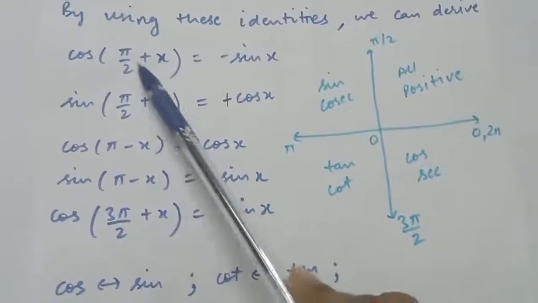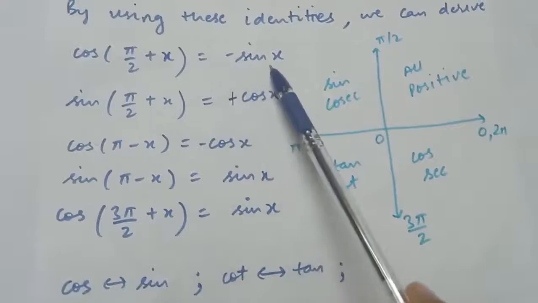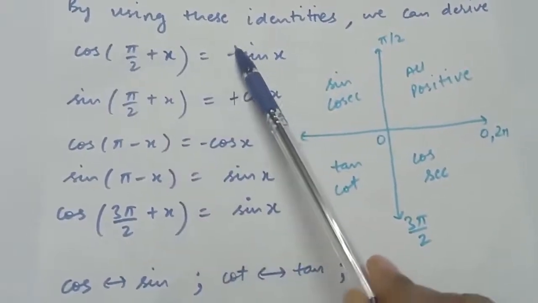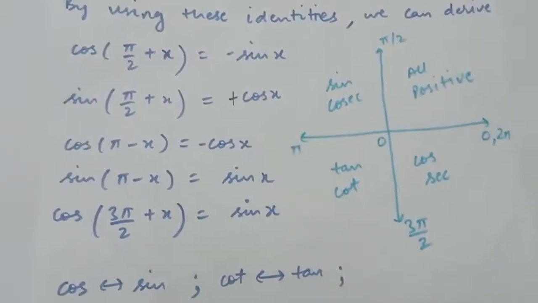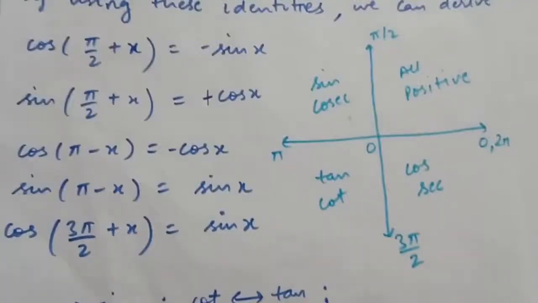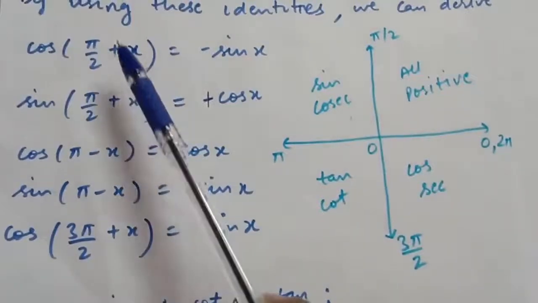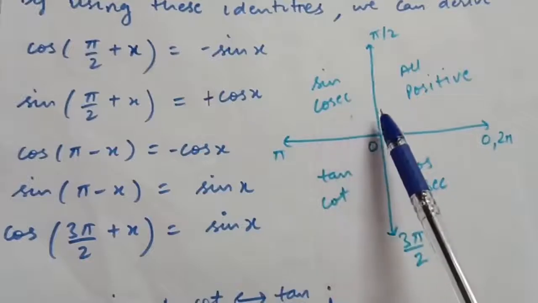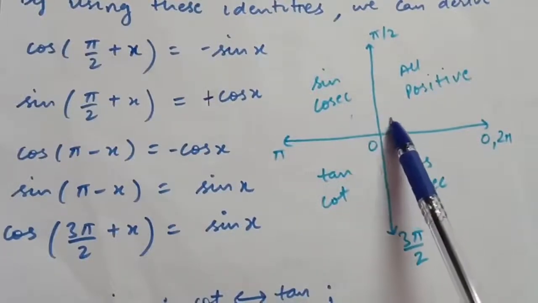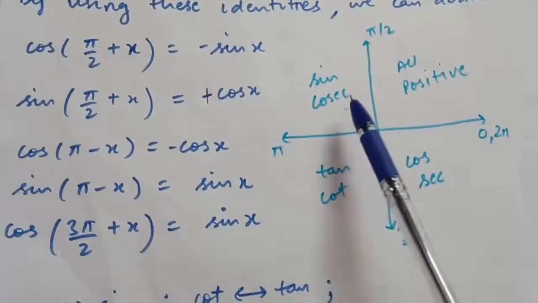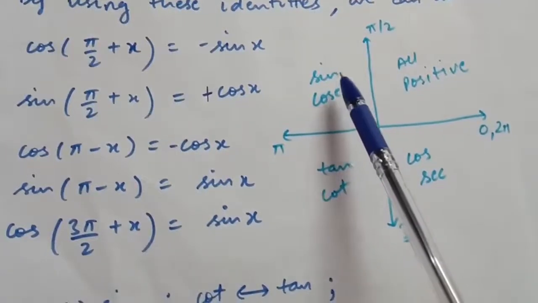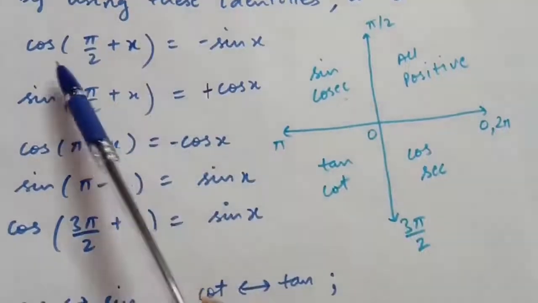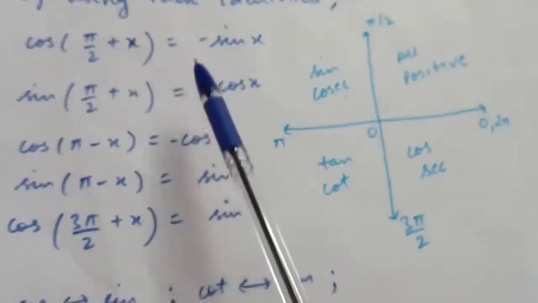Now at pi by 2, this becomes minus sin x. Now we know at pi by 2 cos will change into sin, but where did this minus sign come from? Now the angle is pi by 2 plus x, right? So this angle will lie in the second quadrant. How? See, this complete angle is pi by 2, so pi by 2 plus x will lie in the second quadrant only, and in the second quadrant sin and cosecant are positive. Cos is negative, therefore we introduce the minus sign, right?